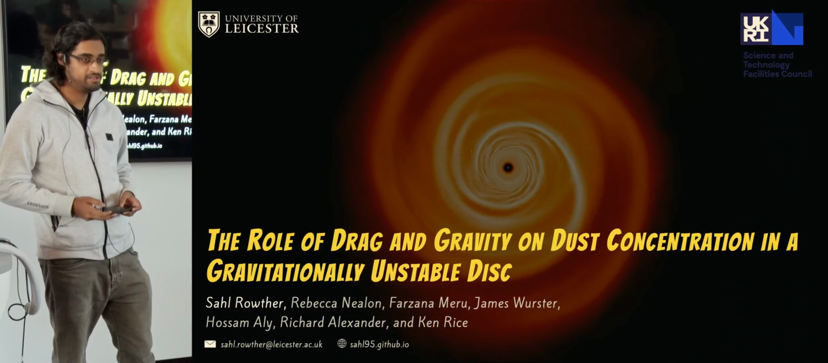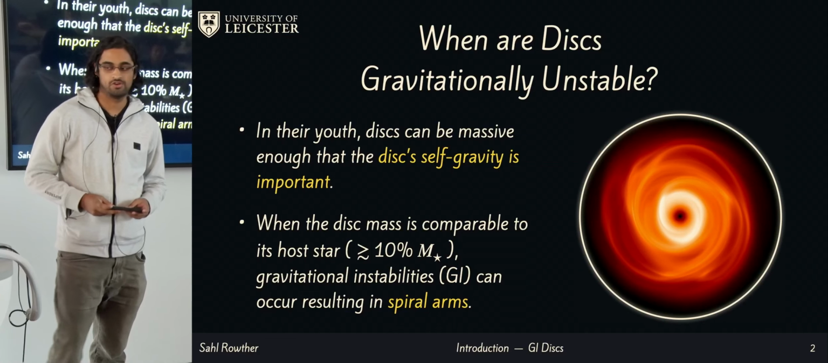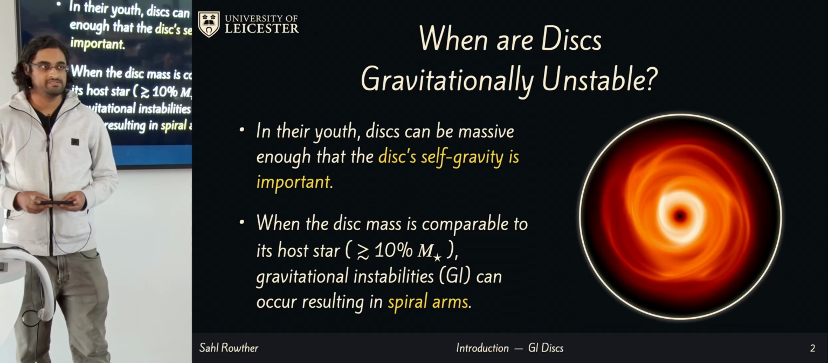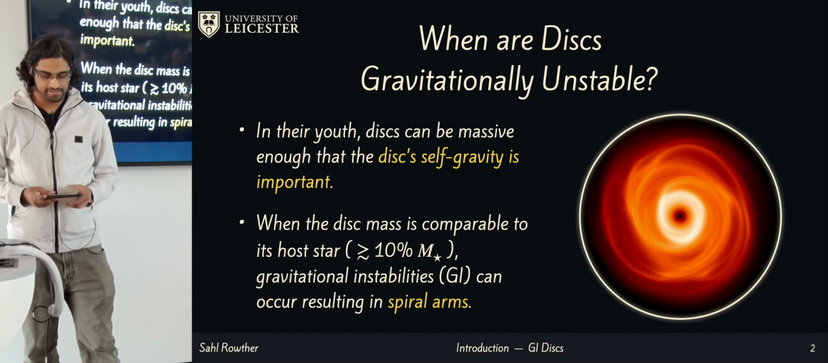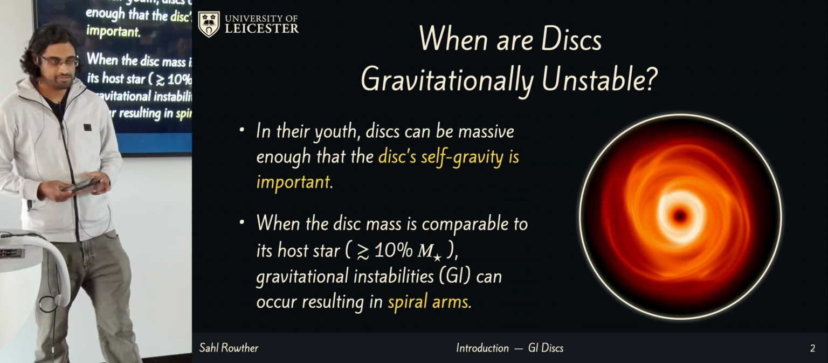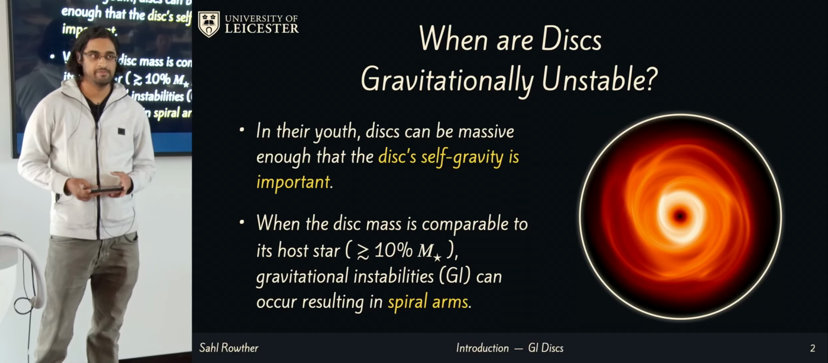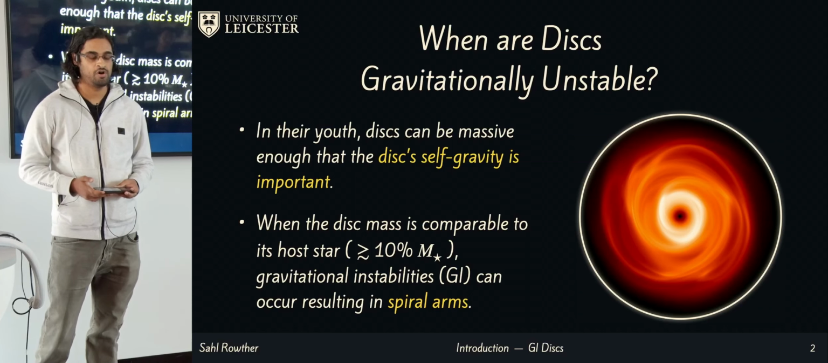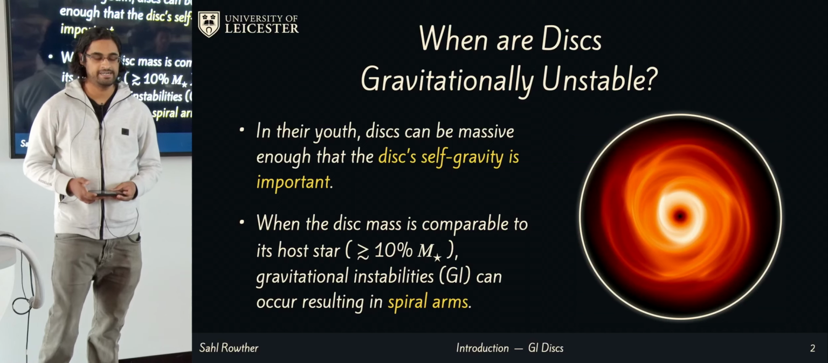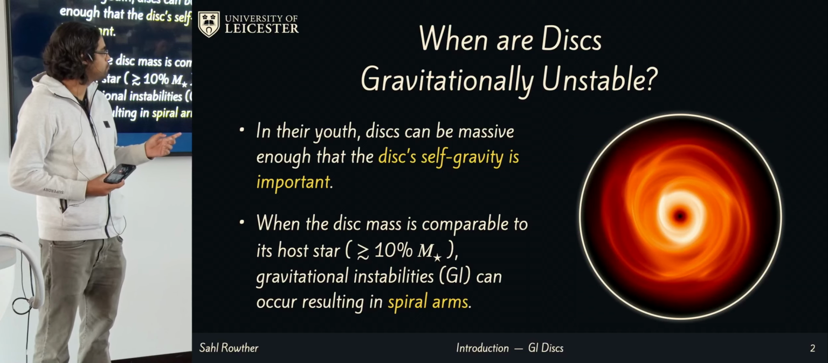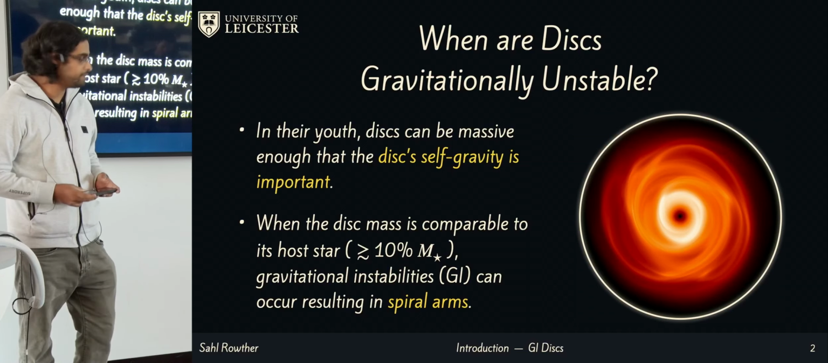Thanks to the organizers for giving me a chance to speak about the role of drag and gravity in a gravitationally unstable disk. So first, let's start with a short introduction on what a gravitationally unstable disk is. A disk mass can be comparable to its host star, and when a disk is about 10% of the host star or higher, the disk can develop gravitational instabilities, in the form of large-scale spiral structures, as you can see in the image on the right.